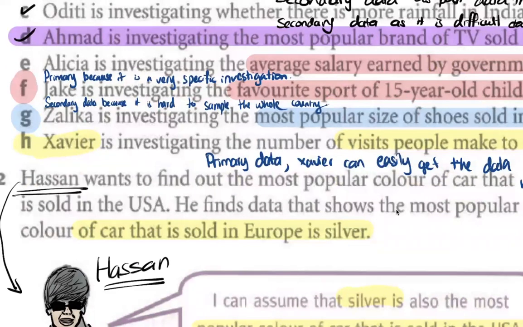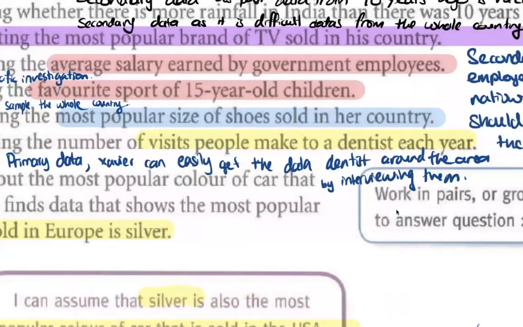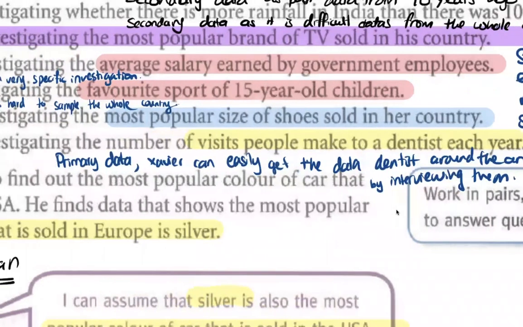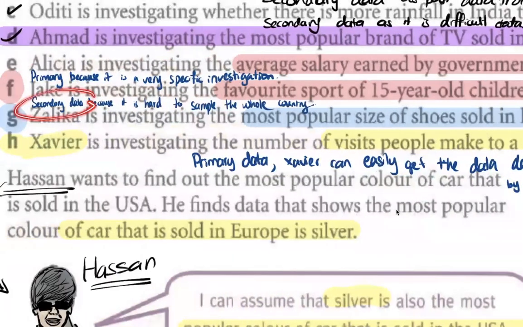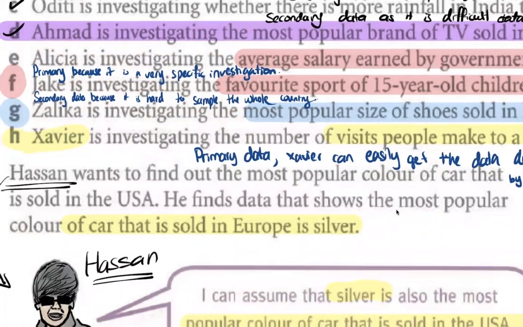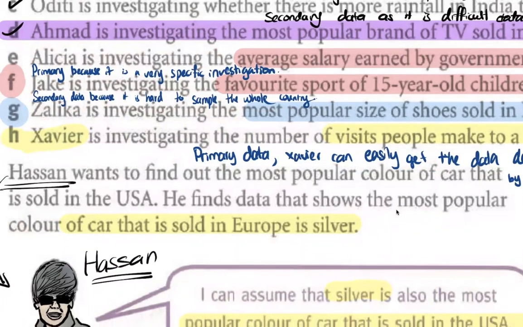Salika is investigating the most popular size of shoes sold in the country. So in this one, you can use secondary data because it's hard to sample the whole country. People in one state don't represent the whole country, or people in 2 states don't represent the whole country. So either you go to every single state and collect a sample, or you just use secondary data that has been collected by another agency.